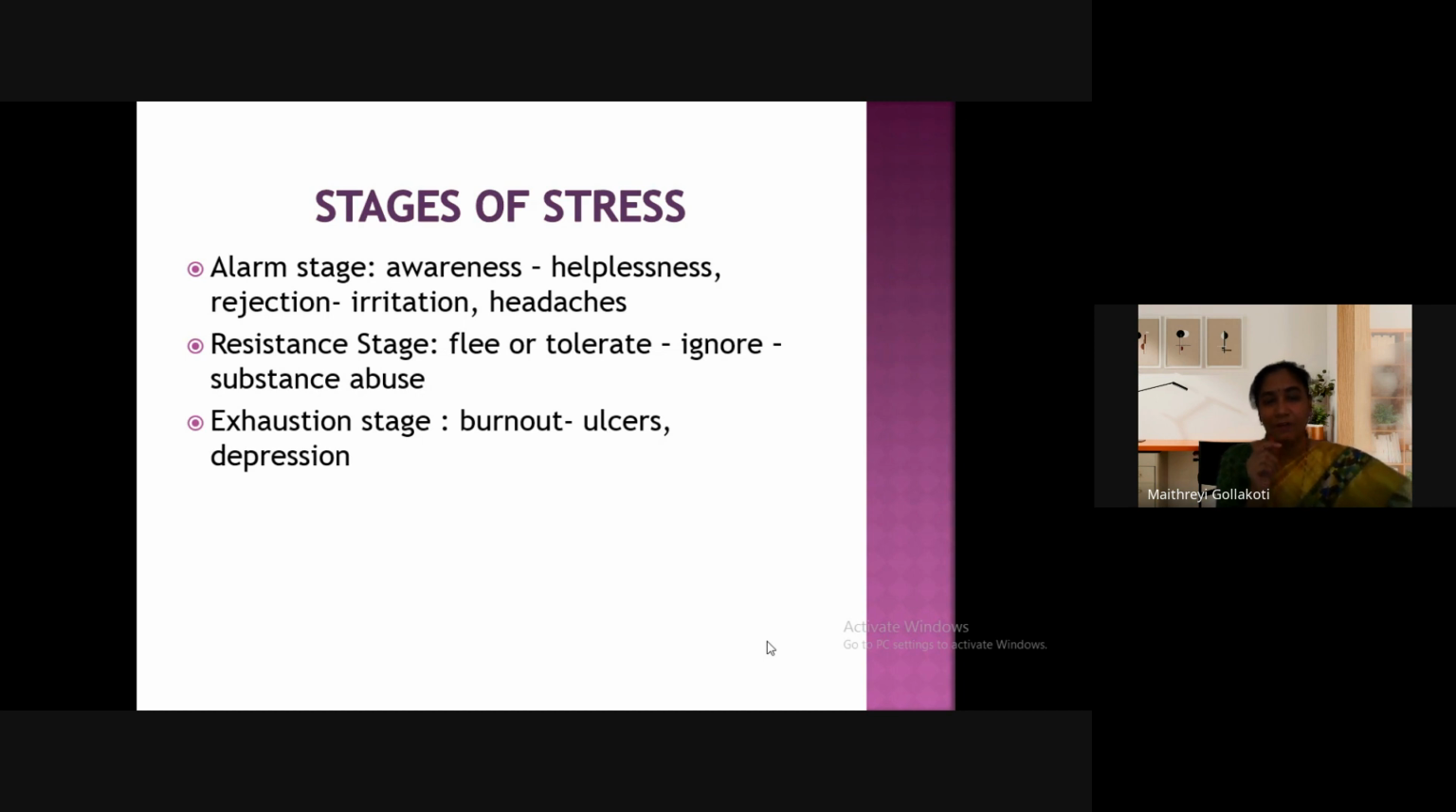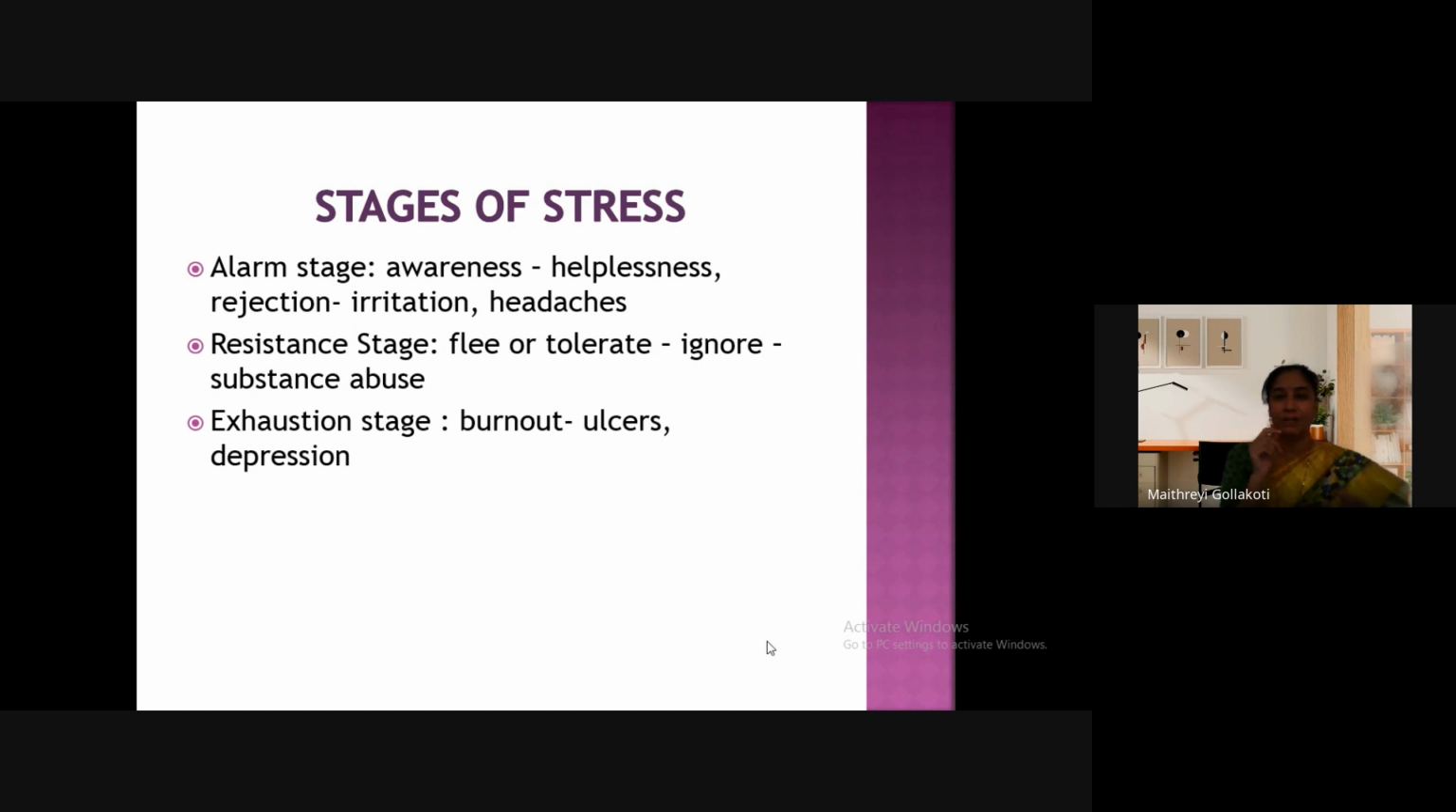In the alarm stage, people feel very helpless. They feel rejected. They feel very angry, irritated, and they may experience headaches also. Mostly people get headaches when they are stressed. Now, the second stage is the resistance stage. In this resistance stage, it's very tricky. Some people feel they just want to leave everything and run away from the problem, flee, flight. They want to run away from the problem. That is one response.